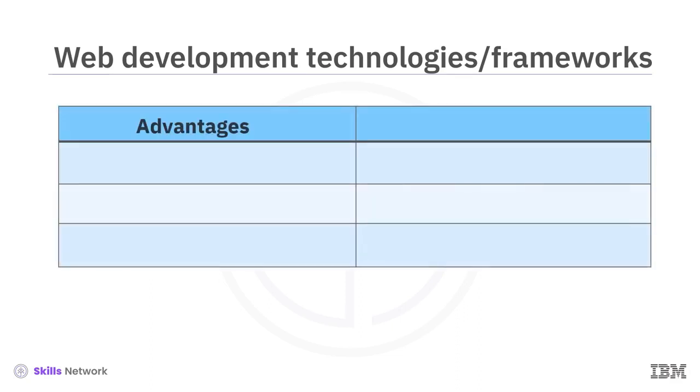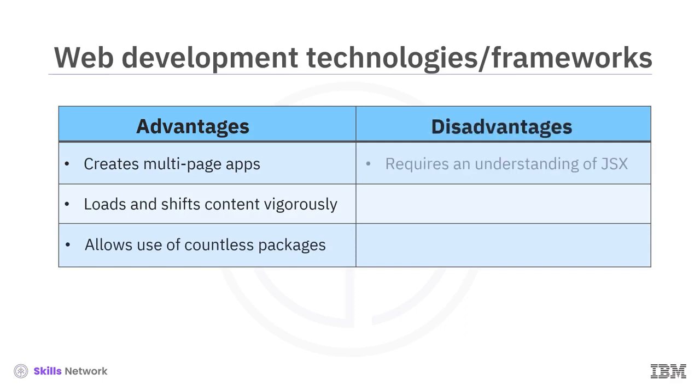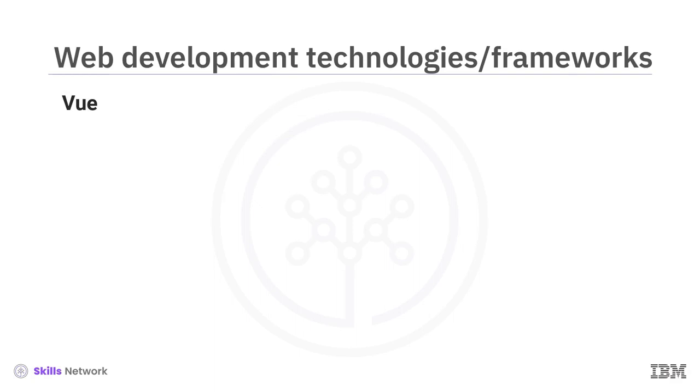Some of the advantages of React are: it creates multi-page SPA apps. It loads and shifts content vigorously within a distinct page. It allows the use of countless packages to scale up any app and the project. Here are a few disadvantages. Requires an understanding of JSX. Inadequate documentation.